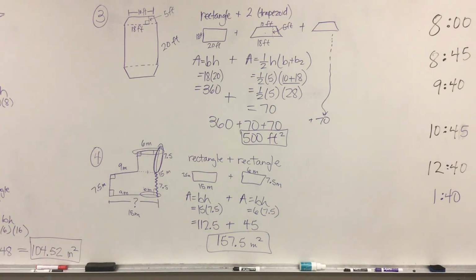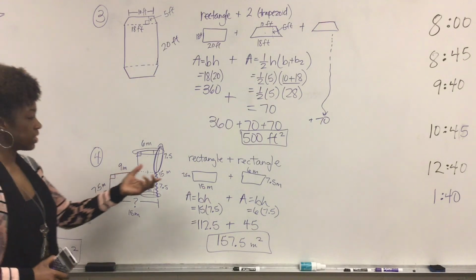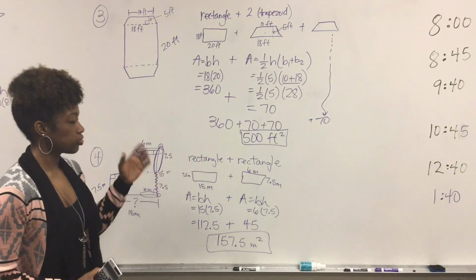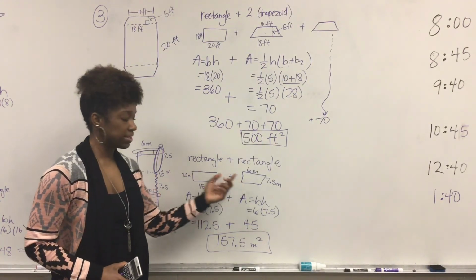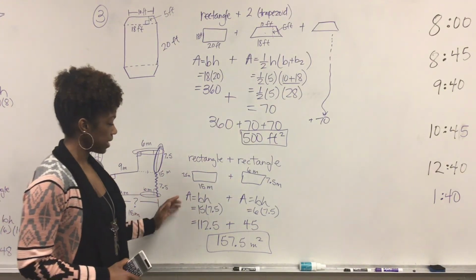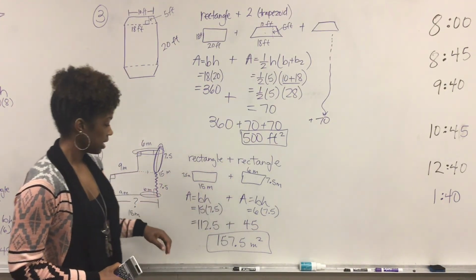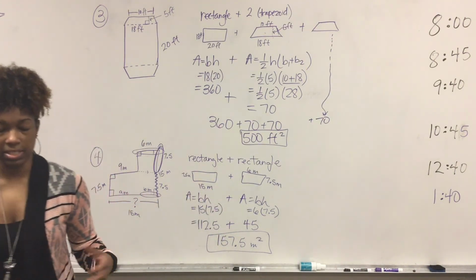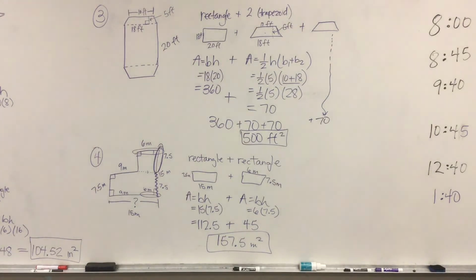So, quick review. The first step is to understand what you see and then write it. Rectangle plus a rectangle. Second step is to draw what you see and then fill in the dimensions. Write the formula. Okay? Plug into the formula and then add your answers for both of the areas, and that will give you the area of your composite figures.